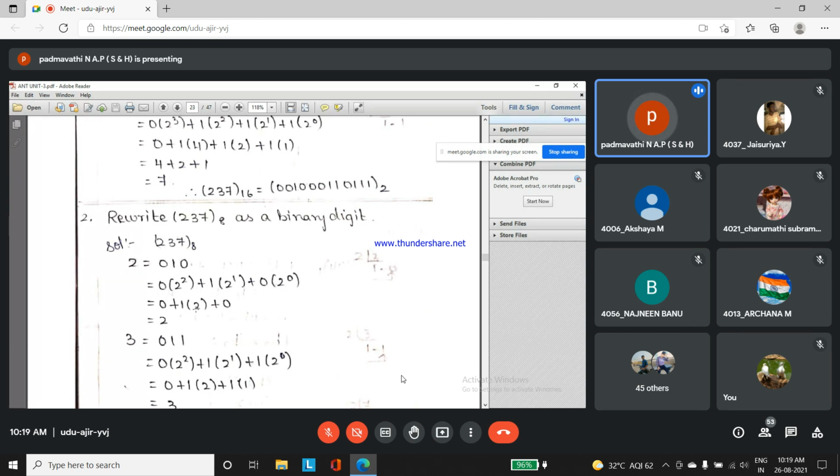Okay, now for octal, what do we get? The group of digits is... students, for octal, is the group of digits 3 or 4? 3. Same method, divide. Divide by 12 and write the remainder.